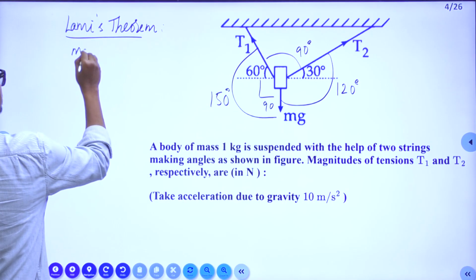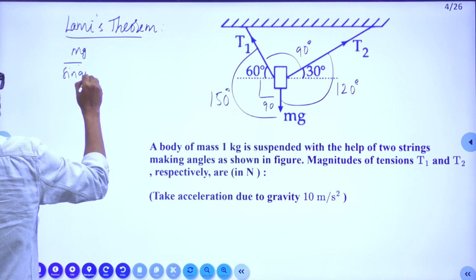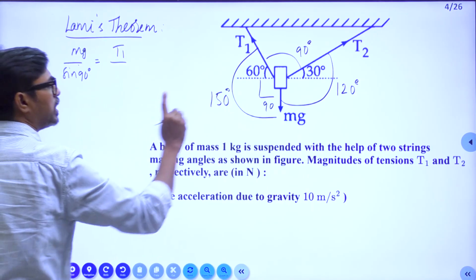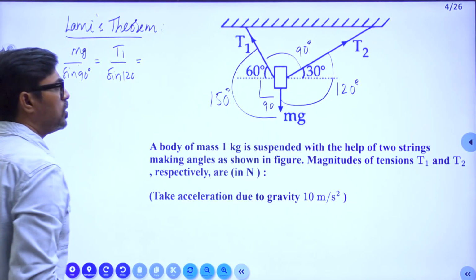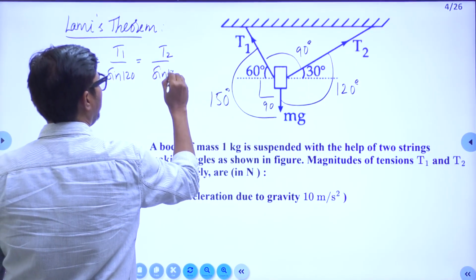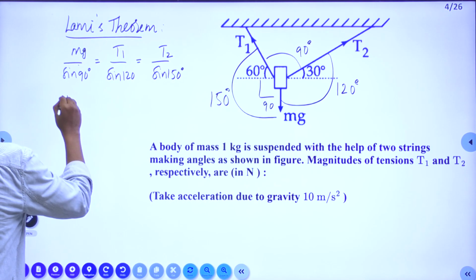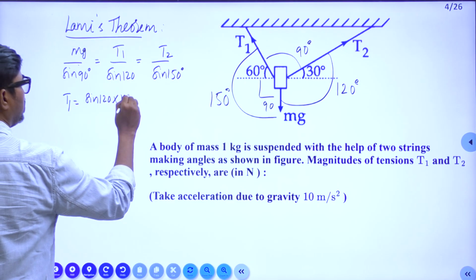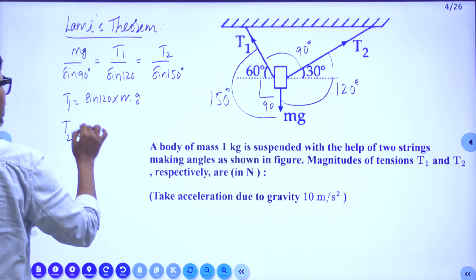Now apply Lami's theorem. mg by sine of opposite angle 90 degrees, and that is equal to T1 upon sine of opposite angle sine 120 degrees, and that is equal to T2 by sine of opposite angle sine 150 degrees. That's the answer we have here. Sine 90 is 1. So I'll get T1. T1 is equal to sine 120 into mg.